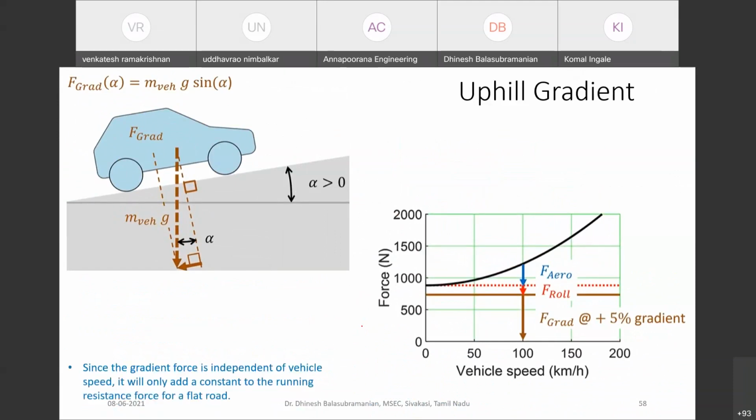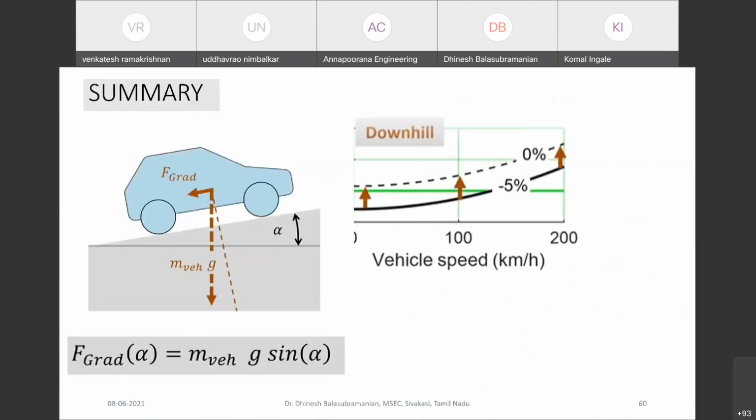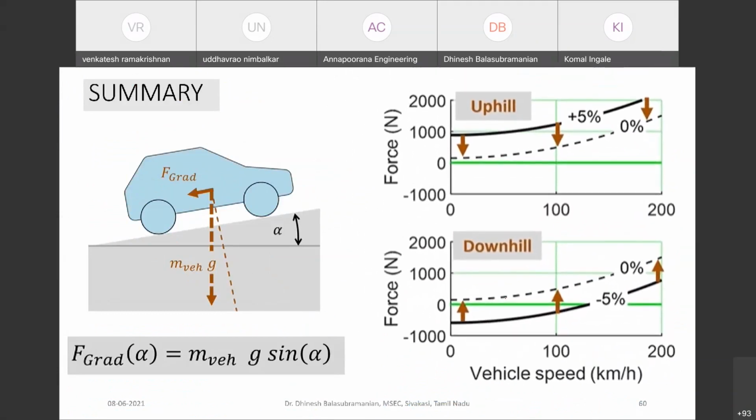and the aerodynamic drag. So that would be looking like this. So assume this is your rolling resistive force, and this is your aerodynamic force. And if you are saying that you are climbing a hill of gradient of 5%, the overall profile would get increased to this particular part. And if you're just moving to a downhill condition, the overall profile would get shifted down like this.